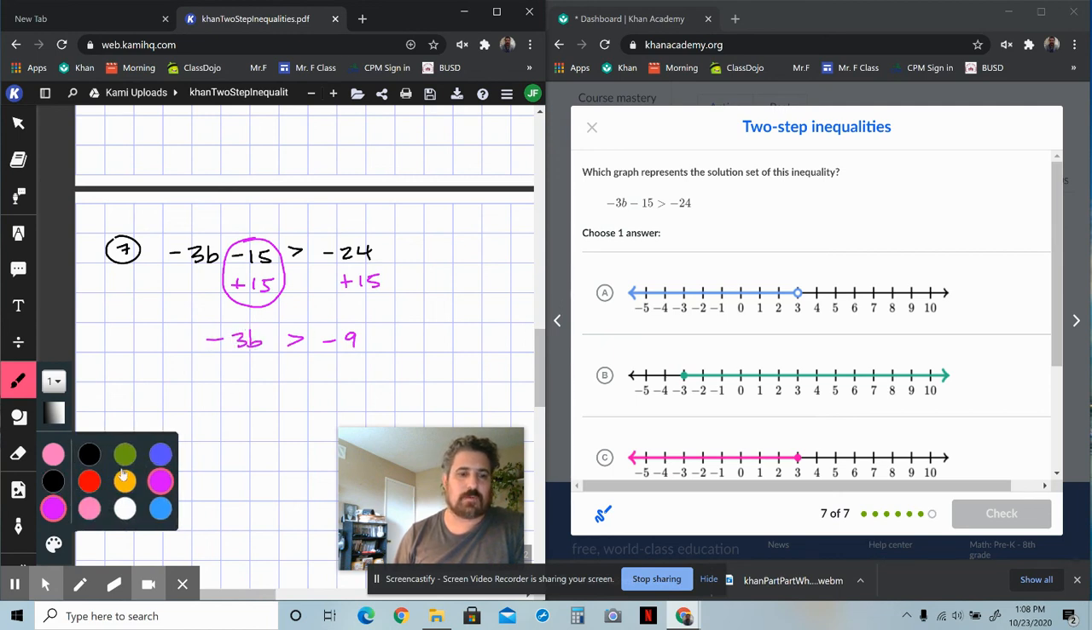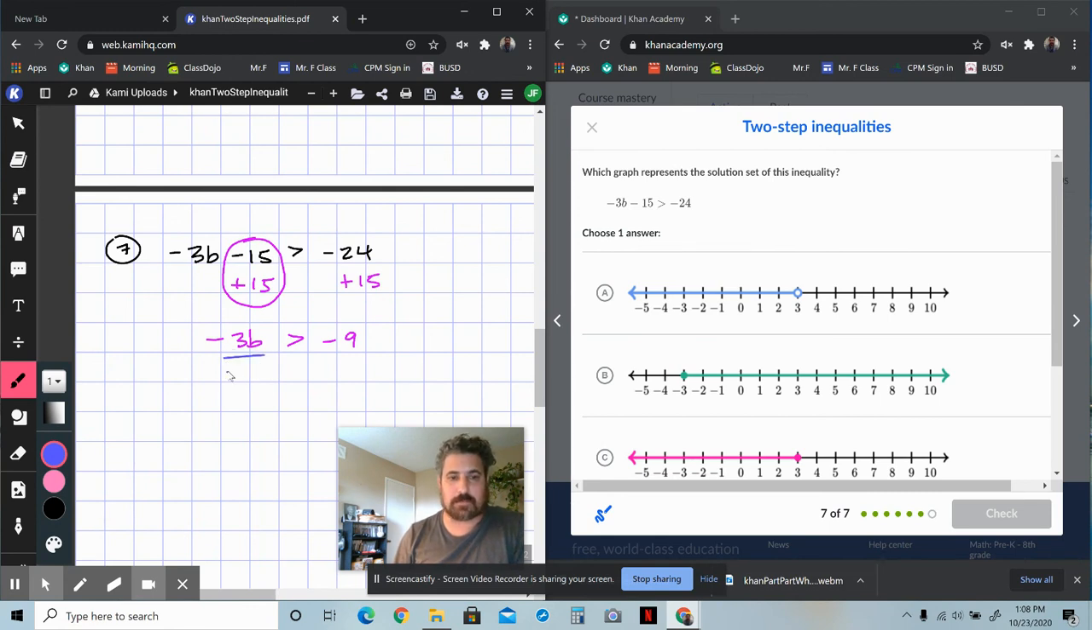But you don't want to know what negative 3b is worth. You want to know what 1b is worth. So you have to undo times by negative 3 by dividing by negative 3 on both sides. And when you divide by a negative across an inequality, you have to remember to reverse the inequality. So you get positive 1b is not greater than, but less than the value of negative 9 divided by negative 3, which is positive 3.